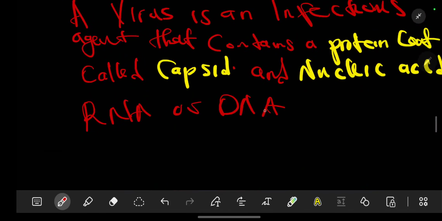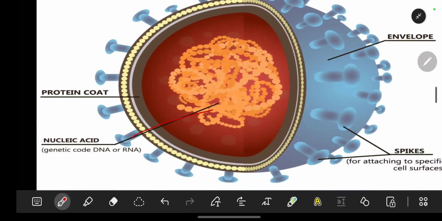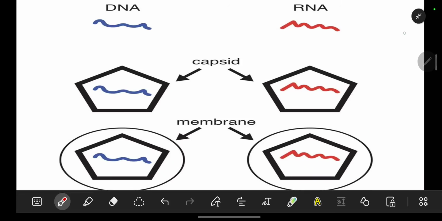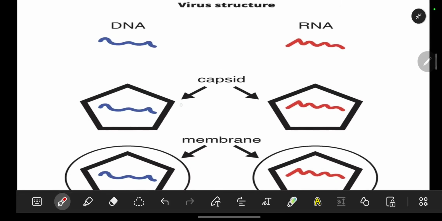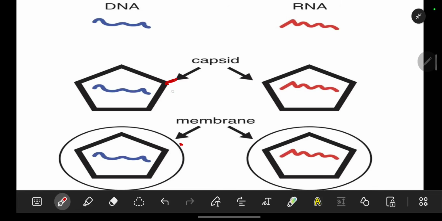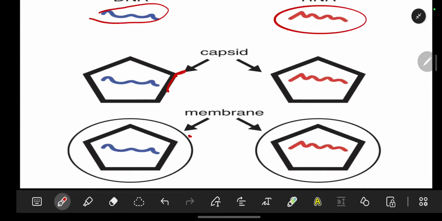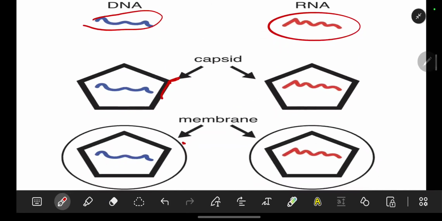Let's look at another diagram. In this one, we have the nucleic acid, which is its genetic material. We have a protein coat, which is the capsid. Then we have the membrane here. Inside the capsid we have the DNA. It can either be DNA or it can be RNA. So that is basically what we refer to as a virus. Other information about a virus shall be discussed.